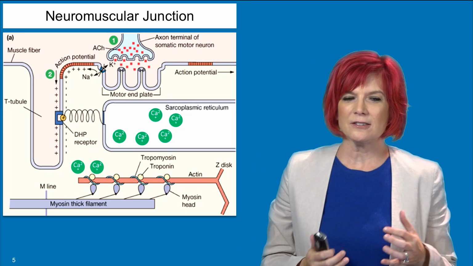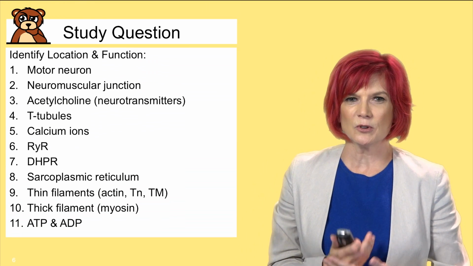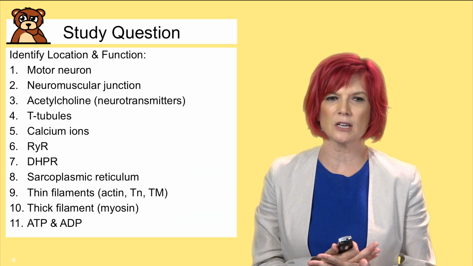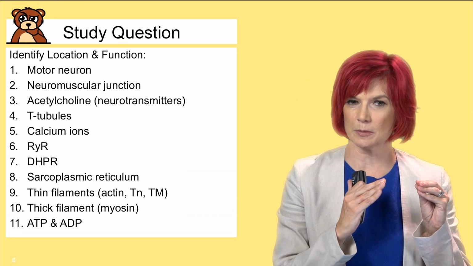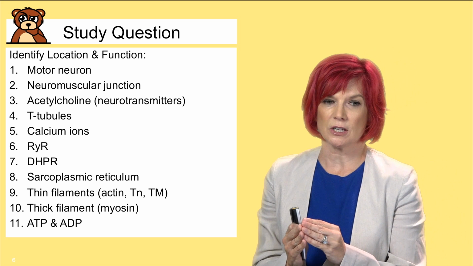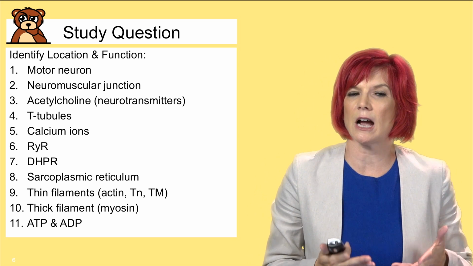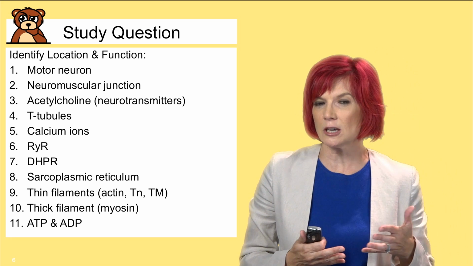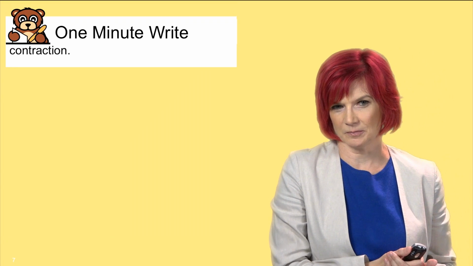So that, in a nutshell, is excitation-contraction coupling. When you're studying excitation-contraction coupling, it's important to think about and identify the location of the various players in EC coupling and what their function is. This particular study question just lists out some of the major players, and it would be a good idea for you to think about where they're located and what their specific function is.